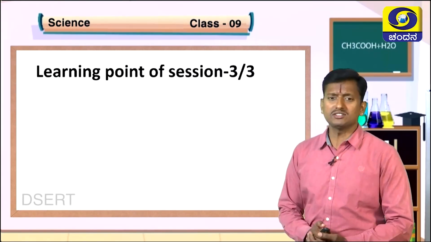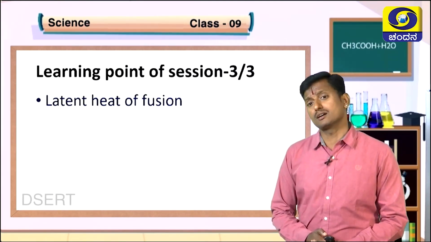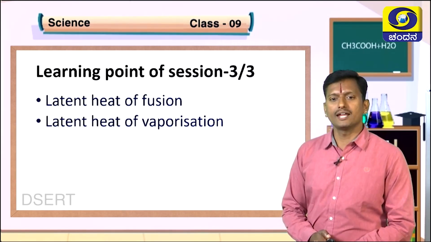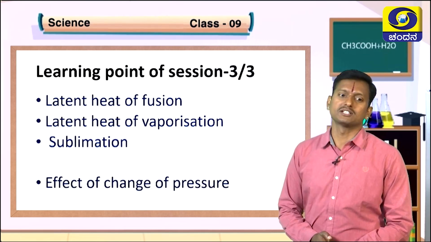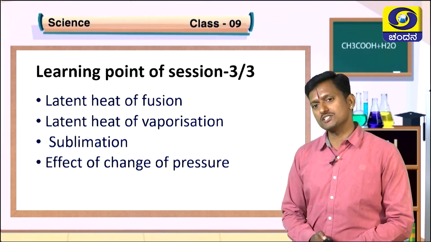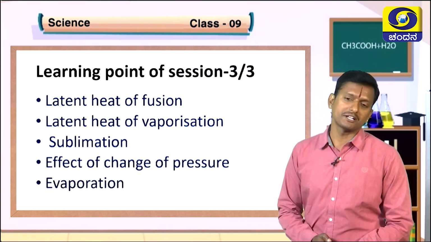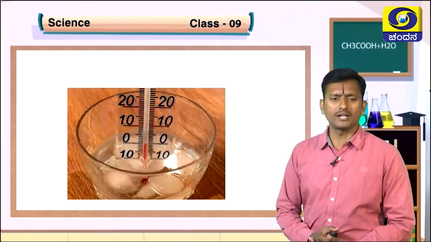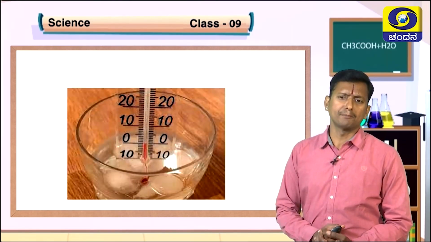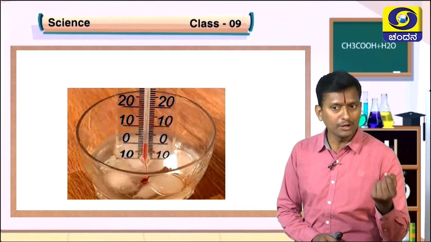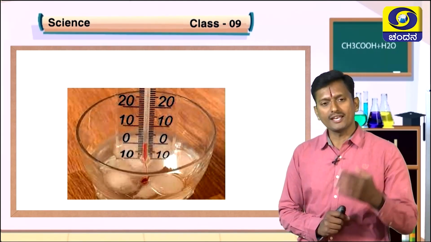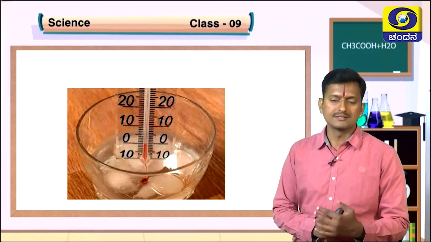The learning points of session 3 of 3 are latent heat of fusion, latent heat of vaporization, sublimation, effect of change of pressure, and evaporation. Students, I have taken ice in a bowl and I am going to try to measure the melting point of ice. So, I insert the thermometer inside the bowl.